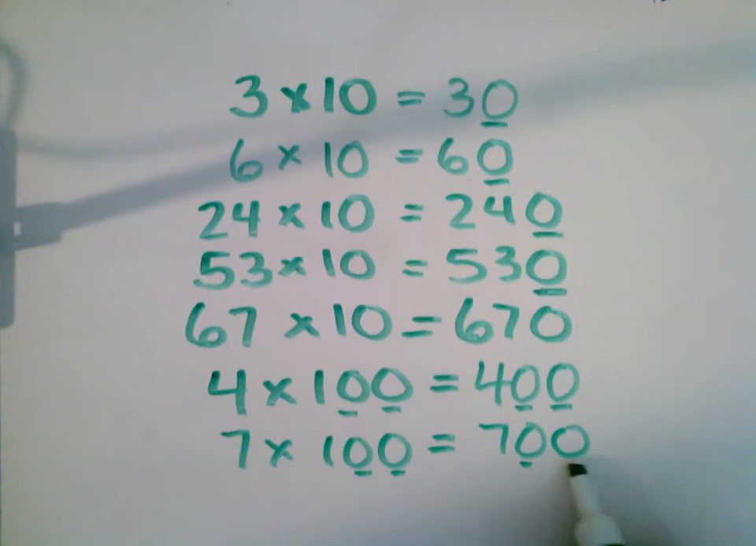Notice how they both end. When we multiply something by 100, we're moving it 2 place values to the left, and therefore we're going to have a 0 both in the ones place and in the tens place.